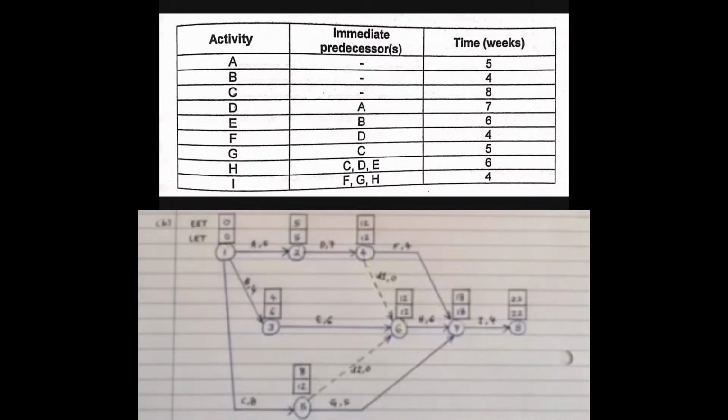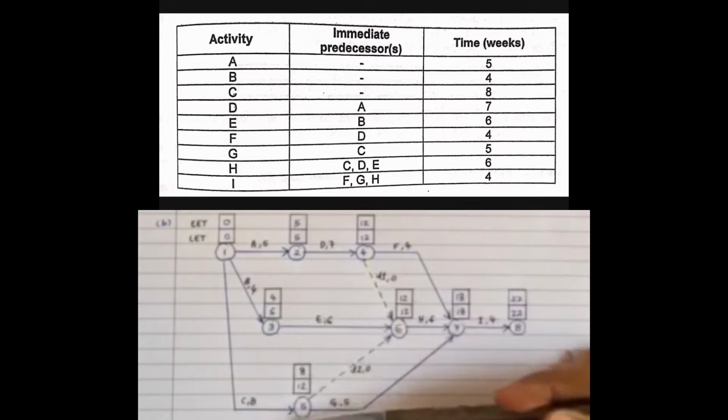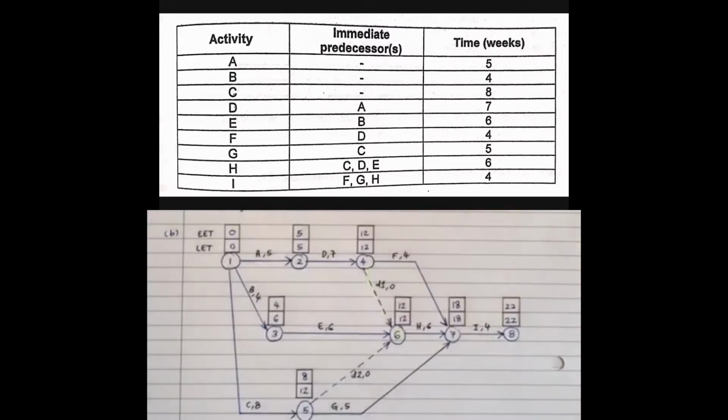After that is activity G. Activity G, immediate predecessors is C. C is still available, so we will end activity C with node number 5 to start activity G, duration time 5. Now we will go to activity H.